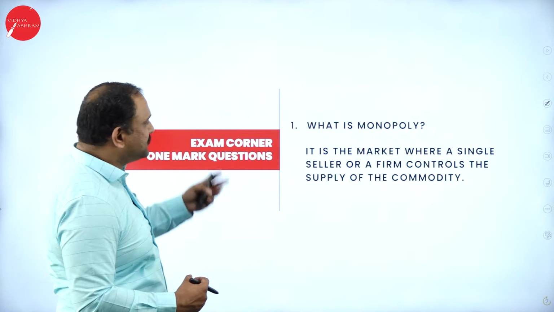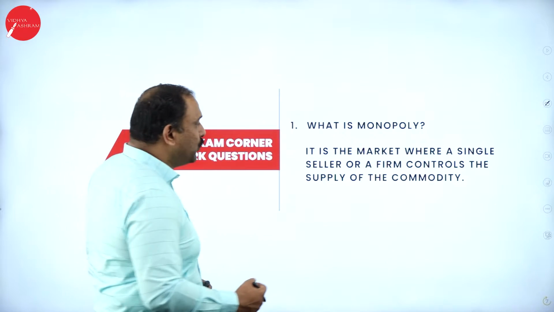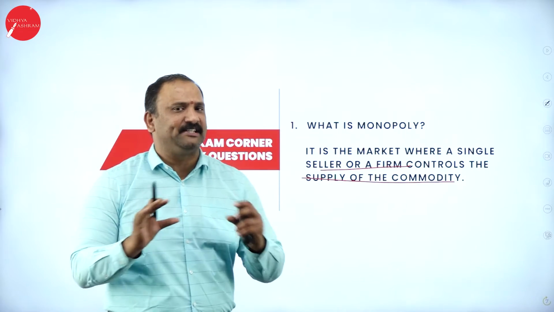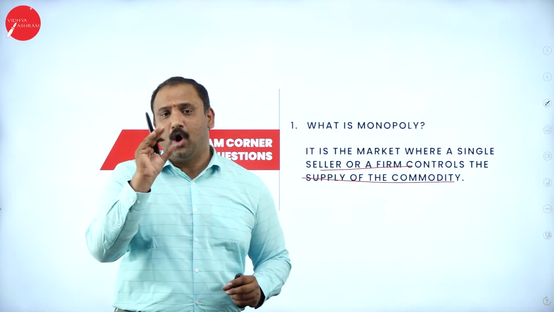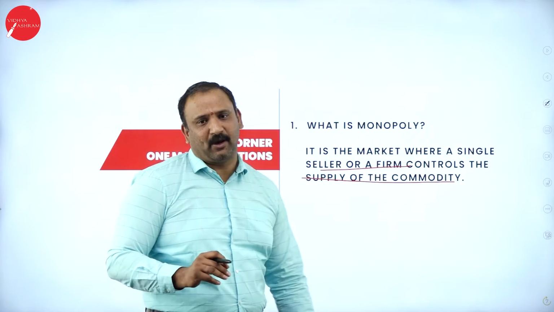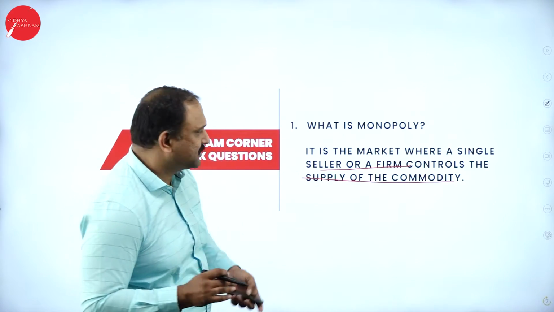Followed by, what is monopoly? It is a market where a single seller or firm controls the supply of a commodity. Very simple question, simple answer. All you have to remember is single seller and who controls the supply of the commodity. That's how you're going to make the marks here.